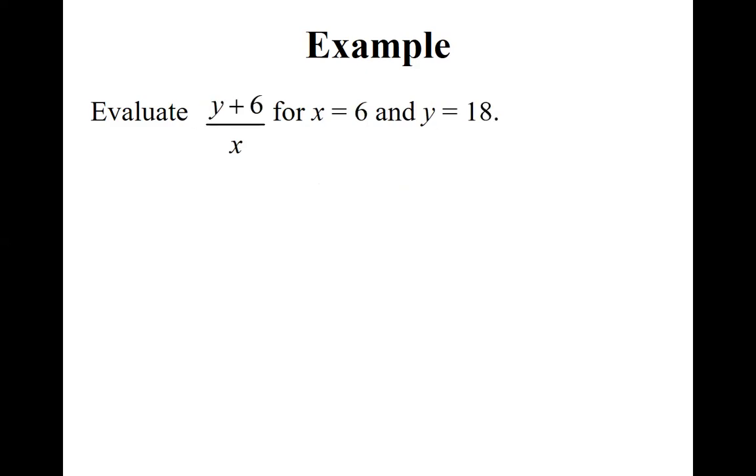Let's evaluate y plus 6 all divided by x for x equals 6 and y equals 18. Once again, we make our replacements for y and x. y is 18, x is 6. So instead of y plus 6 over x, we have 18 plus 6 over 6. Order of operations says work on the top and then take care of dividing by the bottom. 18 plus 6 is 24. 24 divided by 6 is 4.